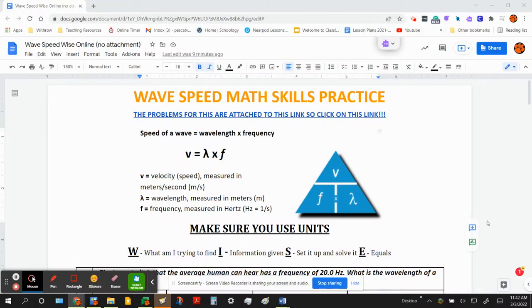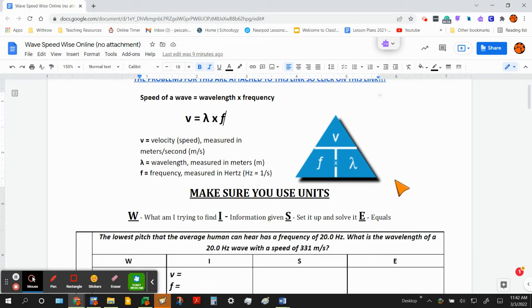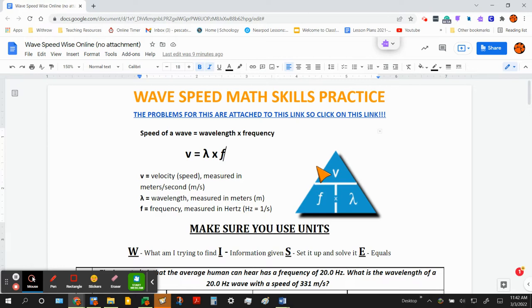Hey there, this is going to be a quick video on how to do the wave speed math skills practice and an introduction on how to use the WISE method and the solving triangle that goes with it. This is to help you if you were not in class or you're trying to do this at home without any help. So this is what the problem looks like.